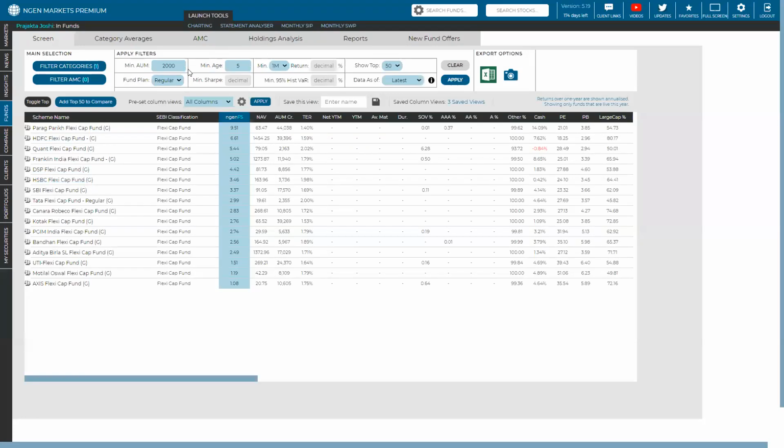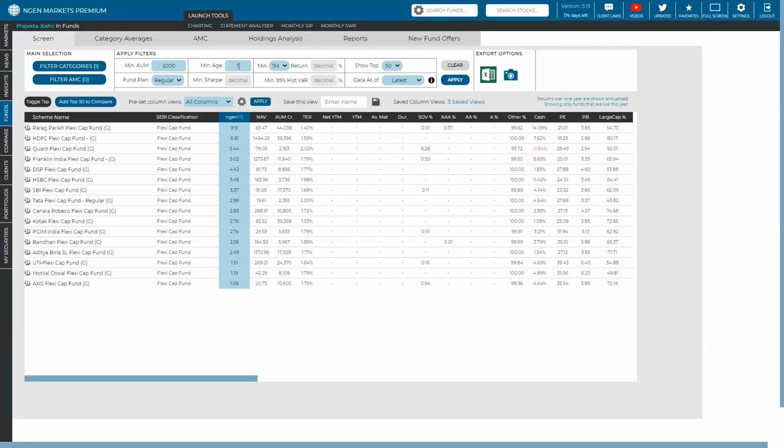And before that, what I've done is I've set in an AUM parameter, right? So I've taken 2,000 crore as my minimum AUM. So I want only those funds who have an AUM which is above this level that I've set. After that, I've put in minimum age as 5. So now I do not have younger funds, which are typically less than 5 years old, right? So I have only those funds who are 5 years or older, right?